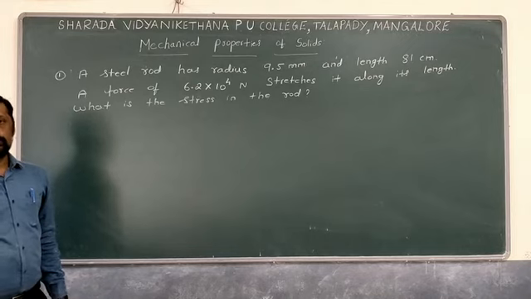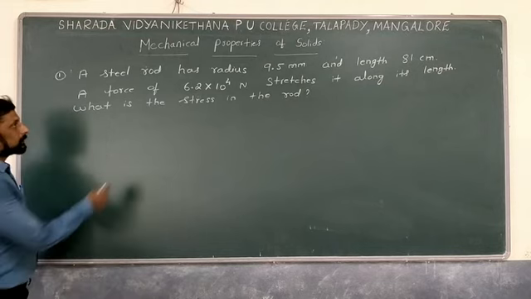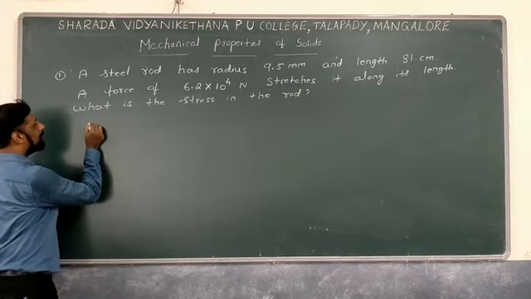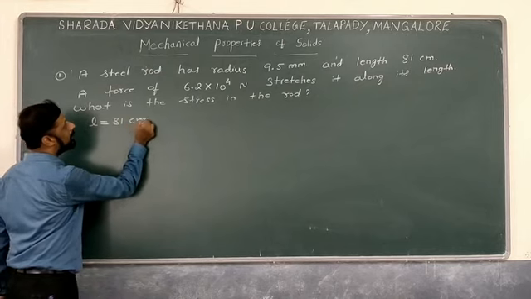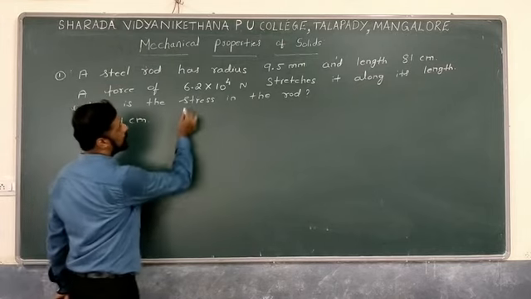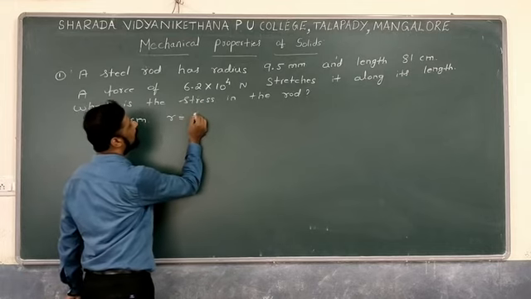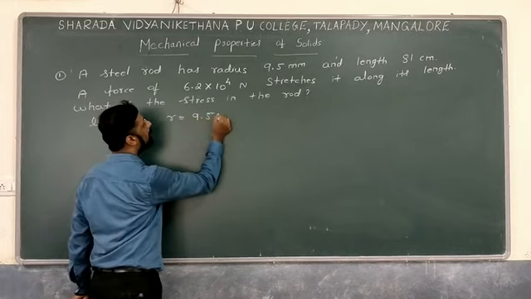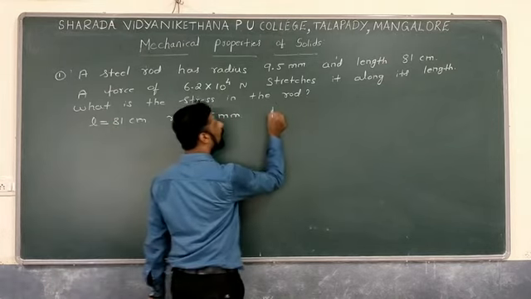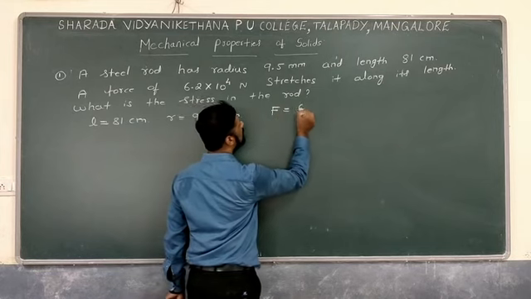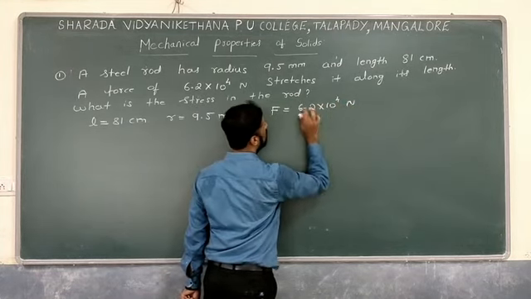Before solving the problem, first write the given values. Data: the length of the rod is given, that is 81 centimeter. Here the radius is given, R is equal to 9.5 millimeter, and the force F is equal to 6.2 into 10 power 4 Newton.